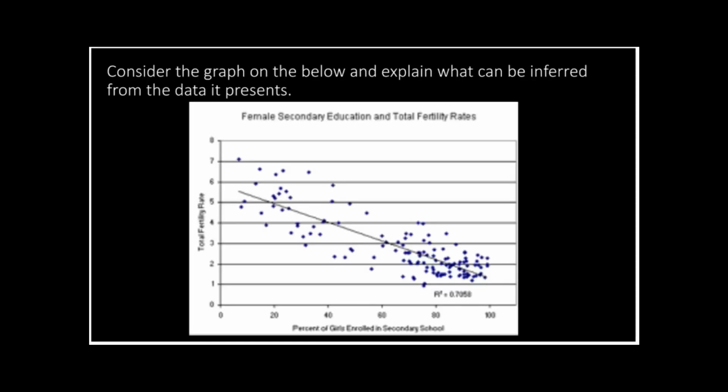Okay, now this is kind of a hard graph to see, but we have percent of girls enrolled in secondary school and then the total fertility rate. So this is basically saying the more likely you are to go to school, the less likely you are to have children. Because the more girls that are in school, their fertility rate is much lower. And so that's why they say that educating women is one way that we could reduce the population.